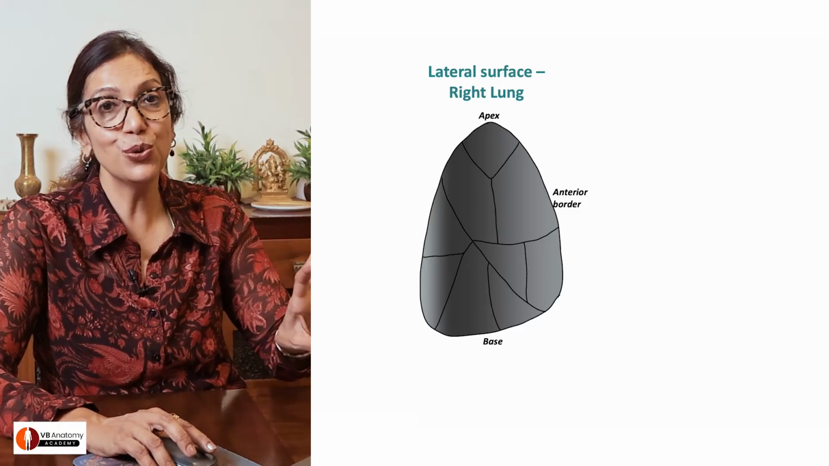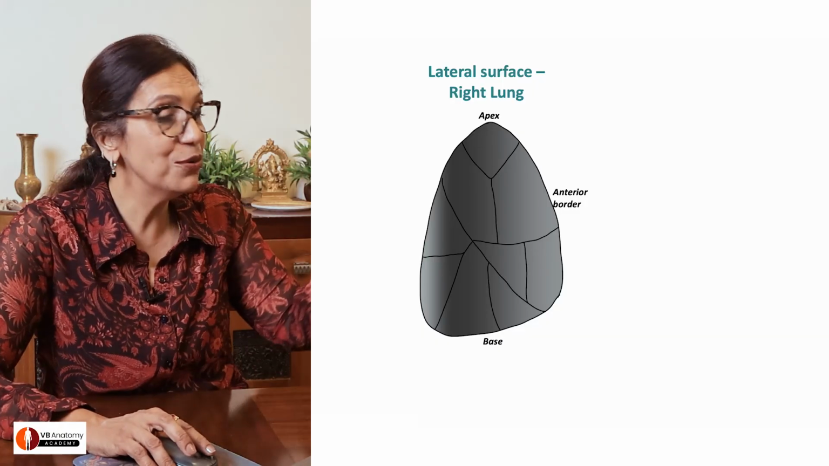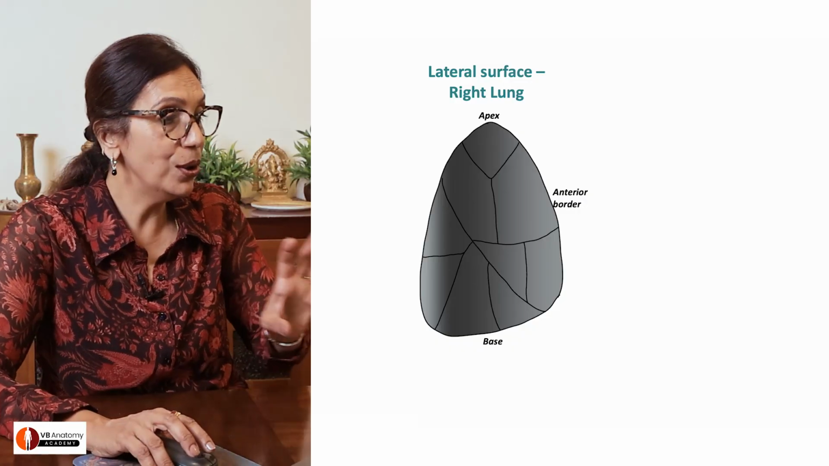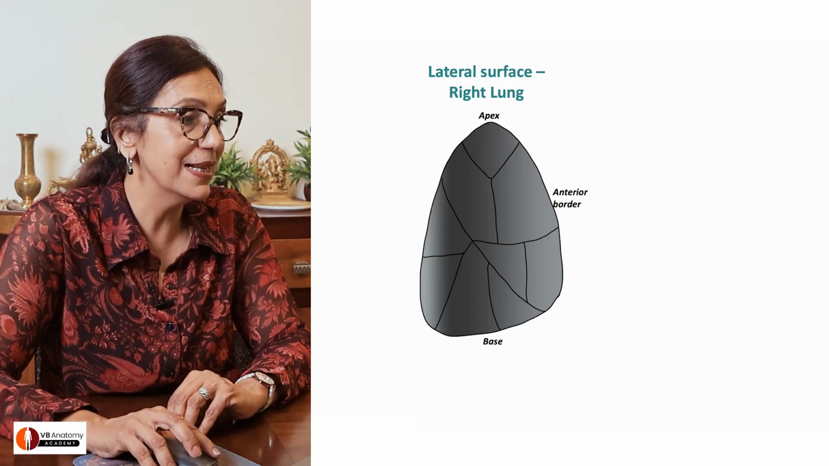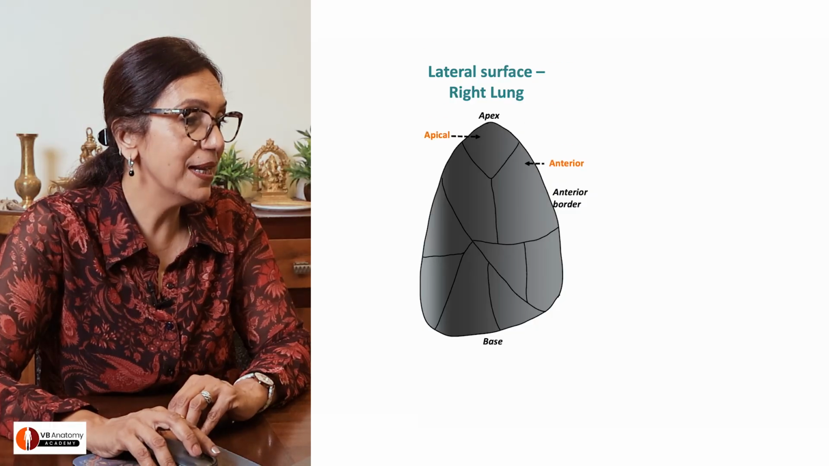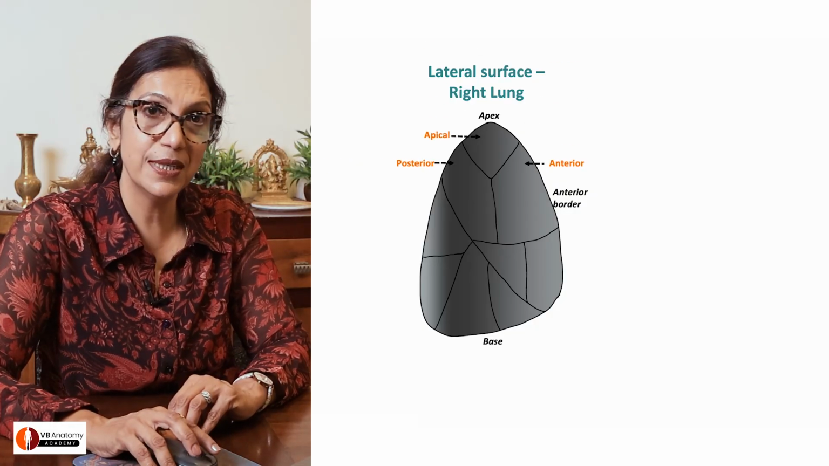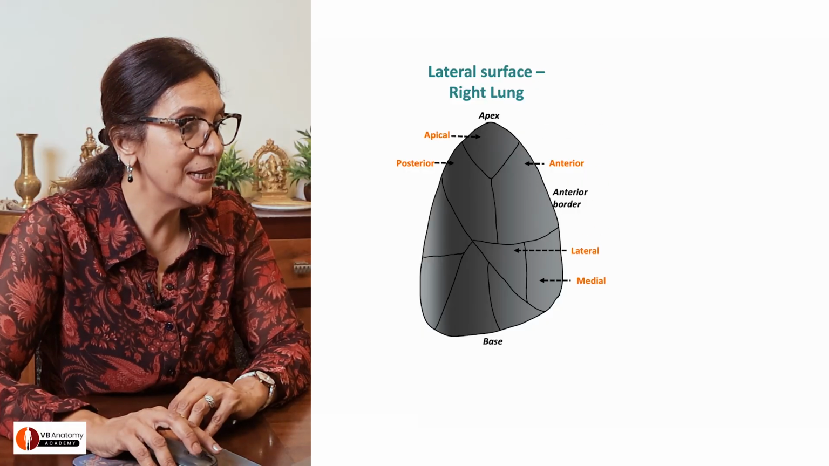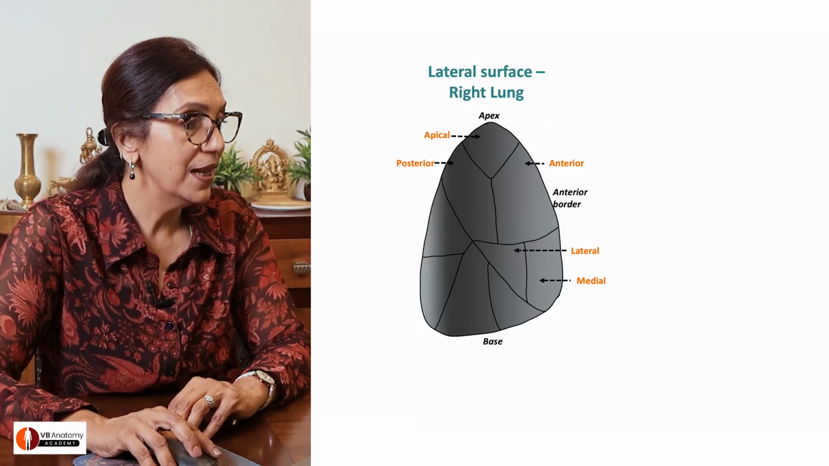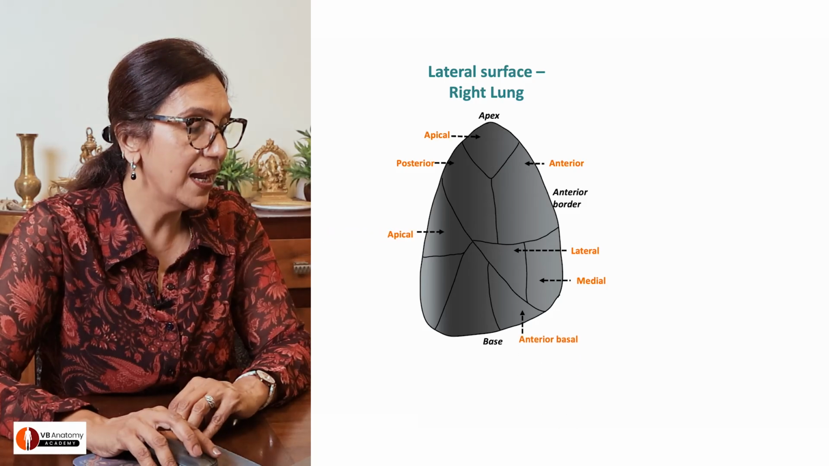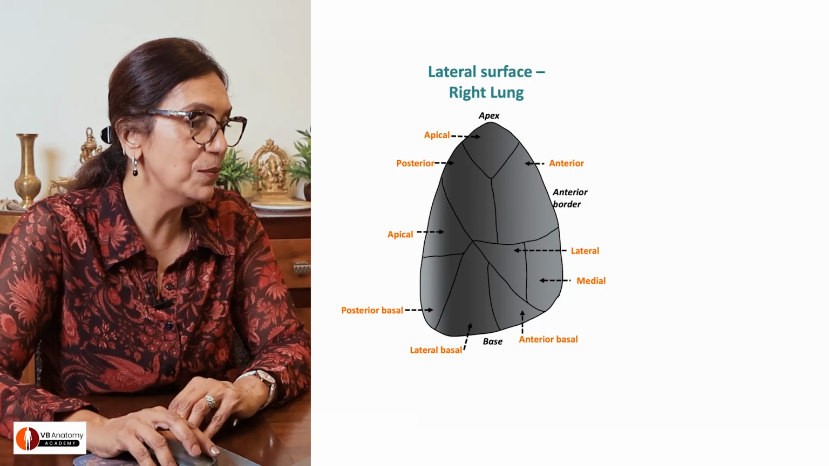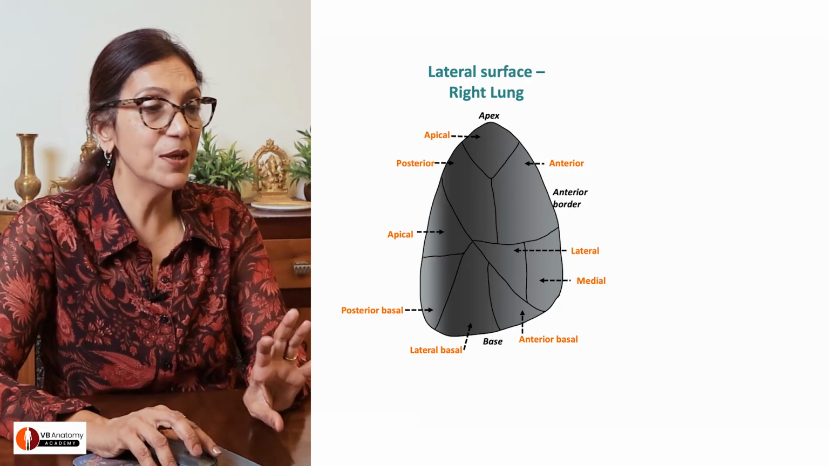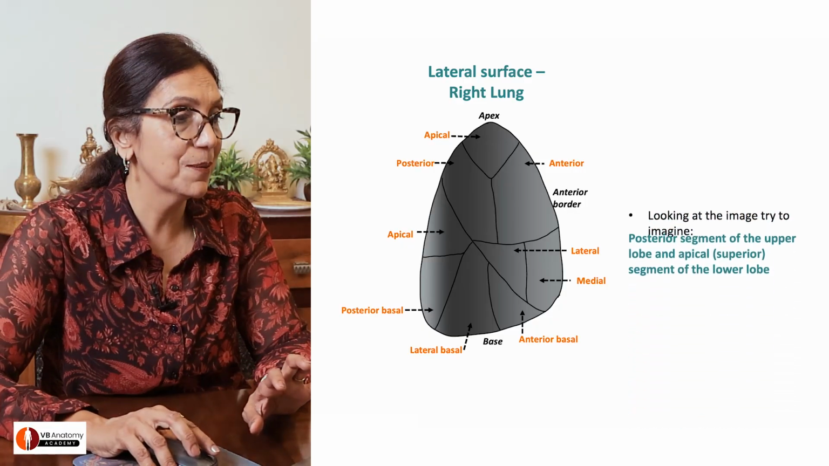So I'm going to now show you what the lung looks like and where you will find these segments. Till now we were tracing the bronchi. On the lung, the image looks something like this. This is the apical, the anterior and the posterior bronchopulmonary segments. In the middle lobe, this is medial, this is lateral. In the lower lobe, this is apical, anterior basal, lateral basal and posterior basal. So these are the bronchopulmonary segments you will see from the lateral side.